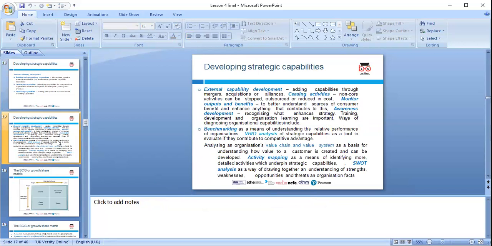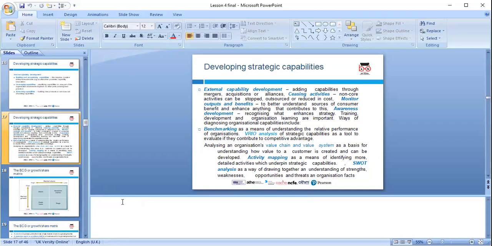Okay, so developing strategic capability, external capability development: adopting the capability through mergers, acquisitions, alliances, creating new activities, or stopping activities and outsourcing, maybe monitoring the output and the benefit which we can do as a company. Then awareness and development, recognizing and embracing the strategy, timing the development in a timely manner, and the benchmark is a KPI which we carry on moving against SOPs, standard operating procedures. SOPs are called standard operating procedures.